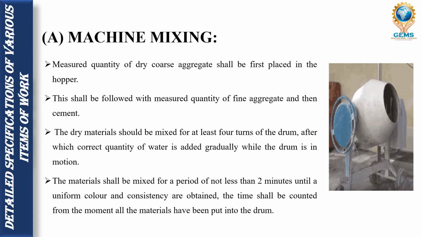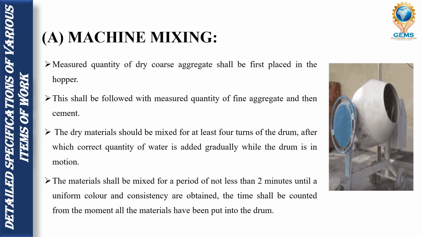So how we can do the machine mixing, okay. The measured quantity of dry coarse aggregate shall be first placed in the hopper, okay. This shall be followed with a measured quantity of fine aggregate. So first we put the coarse aggregate in the machine. After that we use the quantity of fine aggregate. Last, we put the cement, okay. After adding these three materials, we need to mix this. In the third line you can see the dry materials should be mixed for at least 4 turns of the drum, okay. So we need to mix thoroughly, okay.